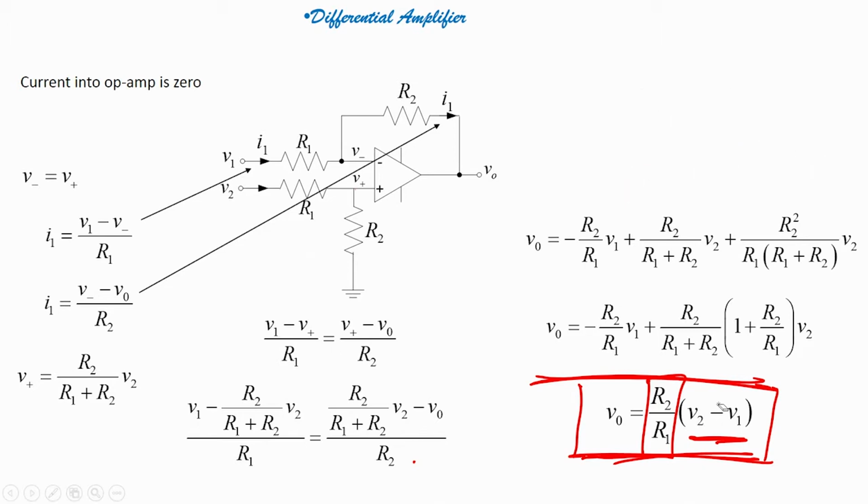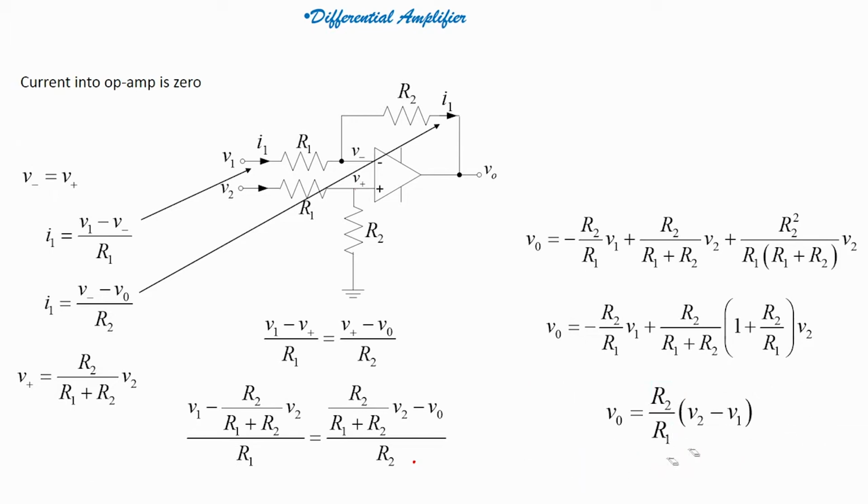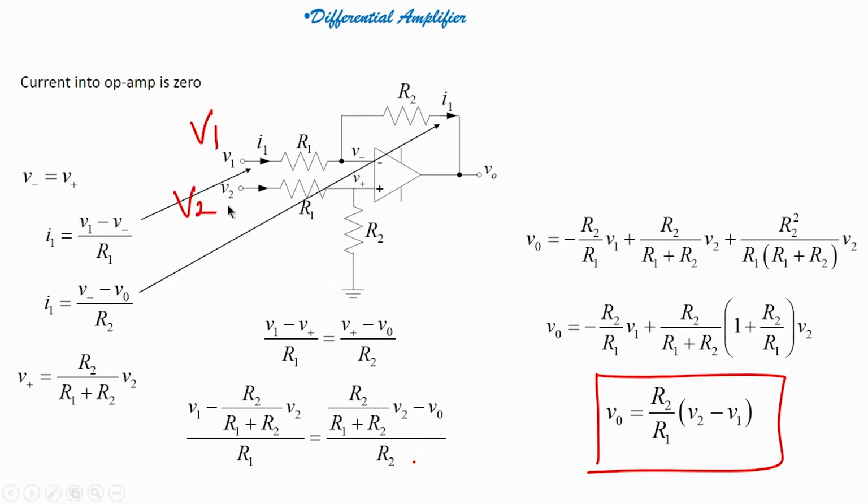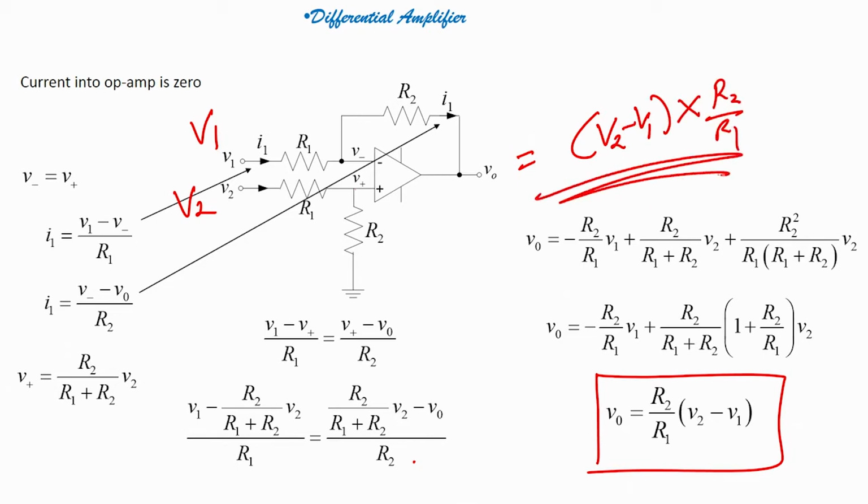You got it? So, this is how my differential amplifier would work: whenever I apply a voltage V1 at one terminal and V2 at the other terminal, my output voltage will be nothing but the difference of the voltages into R2 by R1. This is the formula that I have to remember, and this will be my differential amplifier.